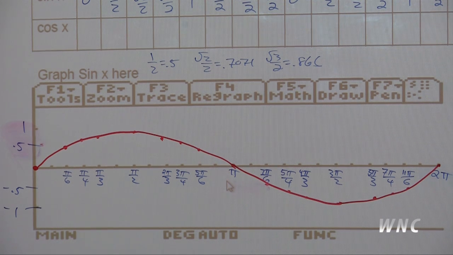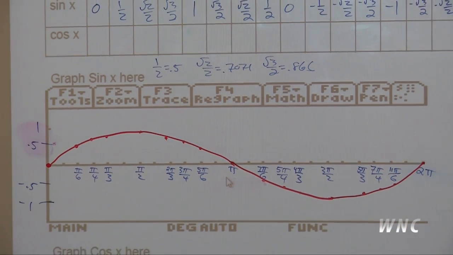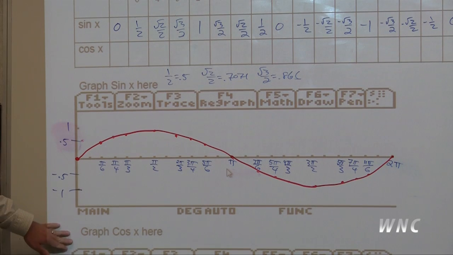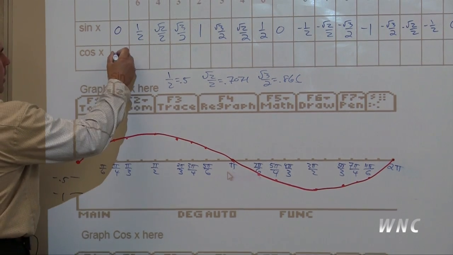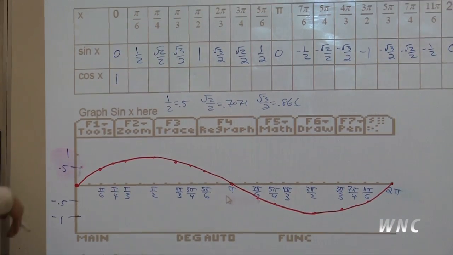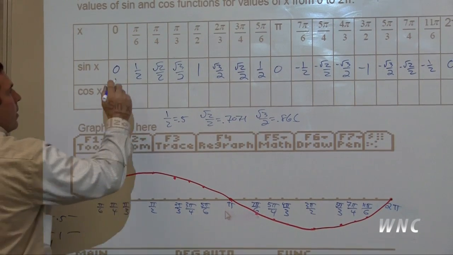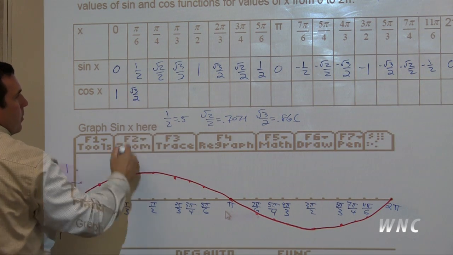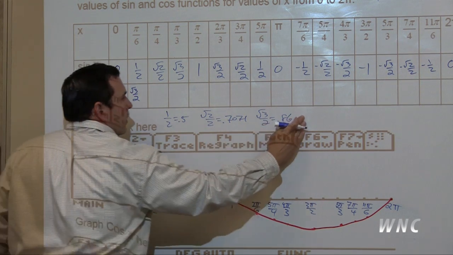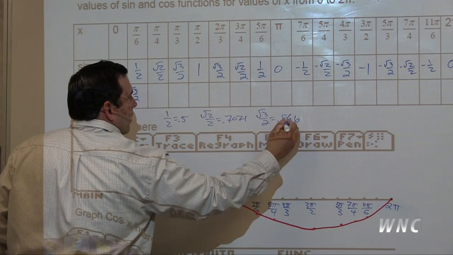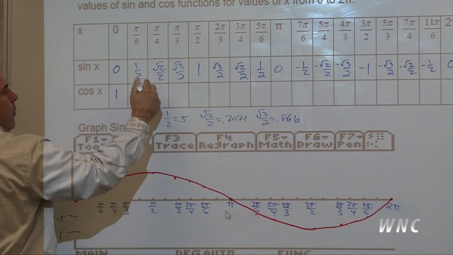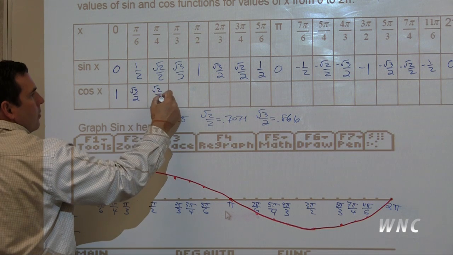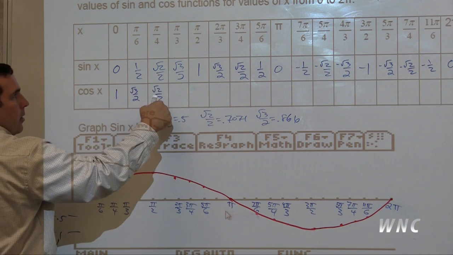Okay, let's fill in the table for the cosine values. At least you'll have those values when we do this next one. So cosine of 0 is 1, so it starts at 1. And that's its maximum value. Cosine of pi over 6 is square root of 3 over 2, which is our 0.866. Cosine of pi over 4 is square root of 2 over 2. Look, they're the same there.